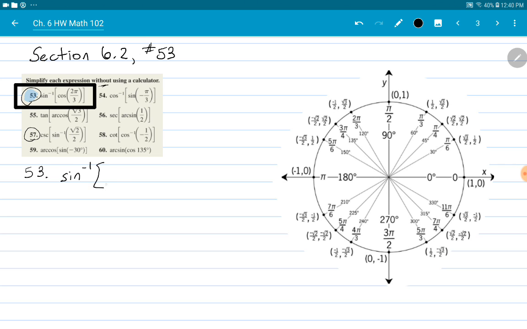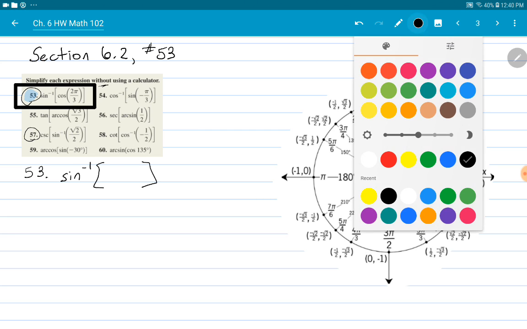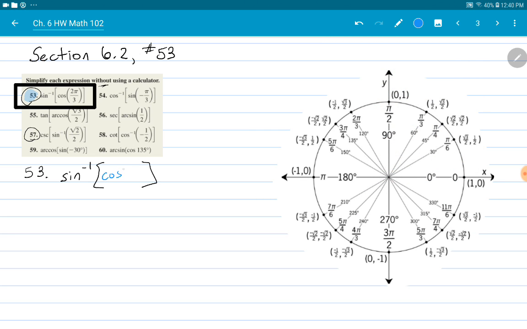So the inside is cosine of 2 pi over 3. I look at my unit circle, and what is that value? So I want sine inverse of whatever goes in there. So cosine of 2 pi over 3, so 2 pi over 3 is right here. And cosine is the x value. So that's going to give us negative 1/2 right there. And then we want to take the sine inverse of negative 1/2.